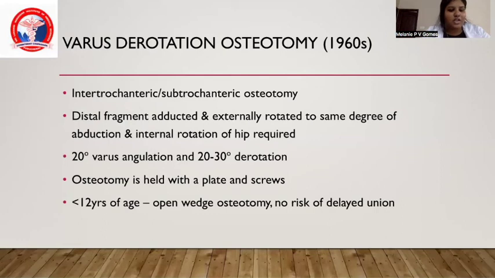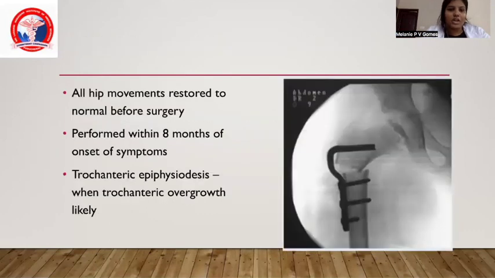20-degree varus angulation and 20 to 30-degree derotation. The osteotomy is held with a plate and screws. In children less than 12 years of age, an open wedge osteotomy has no risk of delayed union. All hip movements are restored to normal before surgery. It is performed within 8 months of onset of symptoms. Trochanteric epiphysiodesis is done when trochanteric overgrowth is likely.